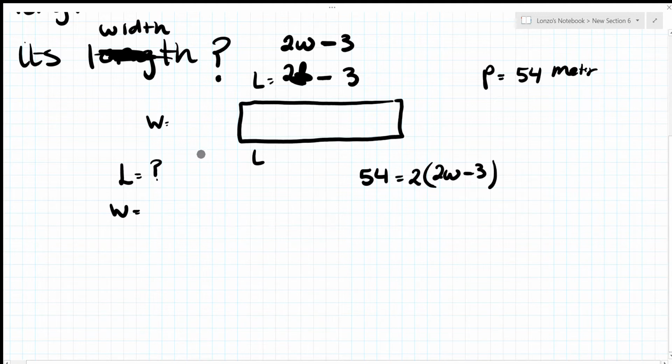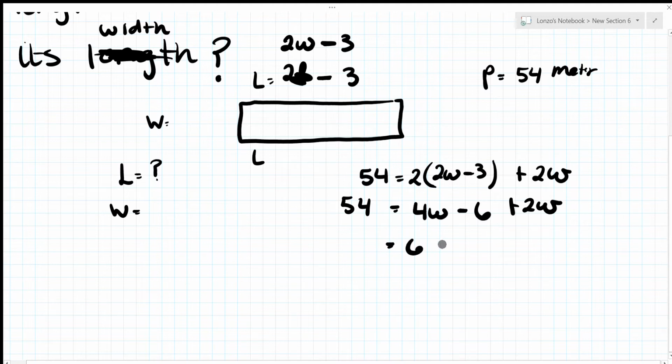And then what is my width? We'll just call it W. But there's two W's, right? So plus 2W, and then that should equal 54. If we distribute this, we get 4W minus 6 plus 2W equals 54. Let's simplify. 4W plus 2W is 6W minus 6 equals 54.